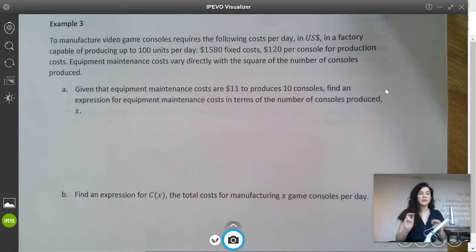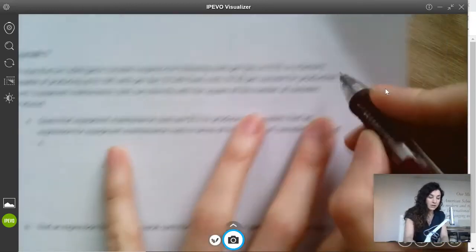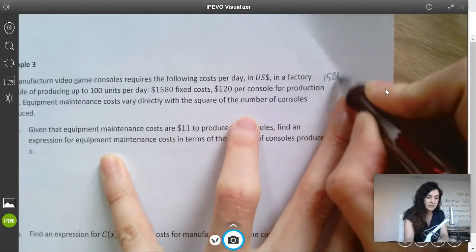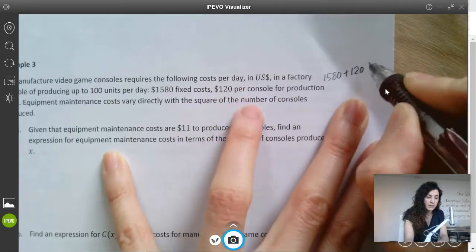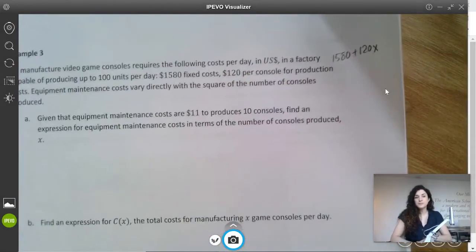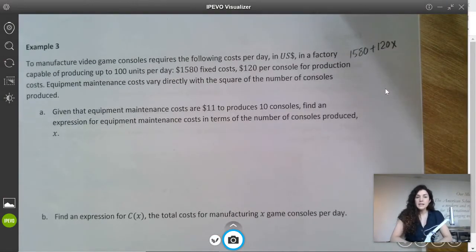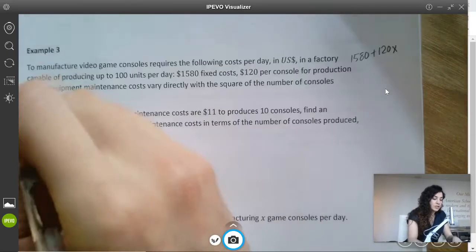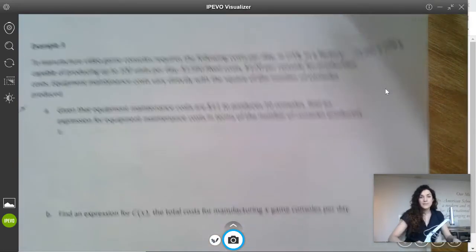So we can understand that this might be a linear equation, but I don't know exactly what that's for yet. But you could write out to the side, okay, 1580 plus 120 times x, so 120x. Okay. And then it says equipment maintenance costs vary directly with the square of the number of consoles produced. I want you to take a look at all of these questions, pause the video, and see how far you can get.